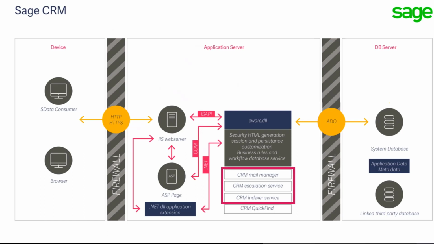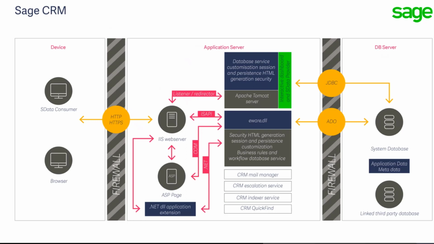Of the highlighted services, the Mail Manager, the Escalation Service, and the Keyword Indexer all communicate directly with the eware.dll and share its architecture. The one that I haven't highlighted, the Quick Find feature, uses a licensed third-party component called Solr to enable the Quick Find search.